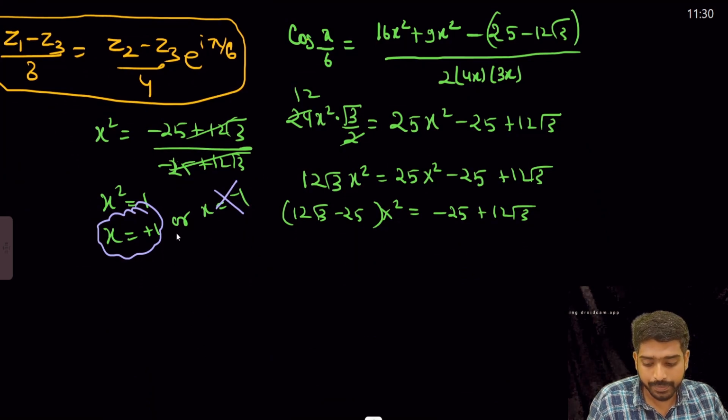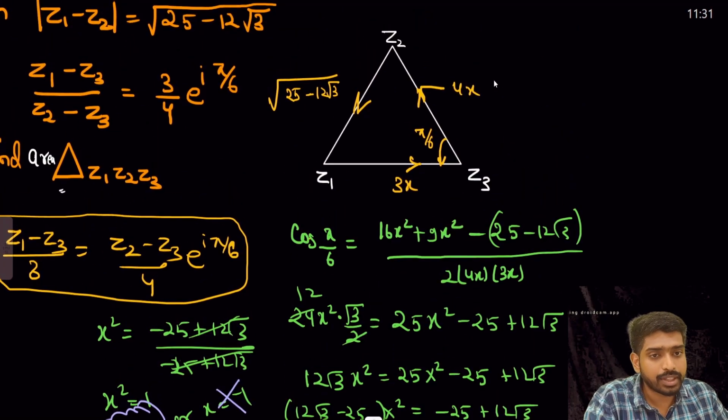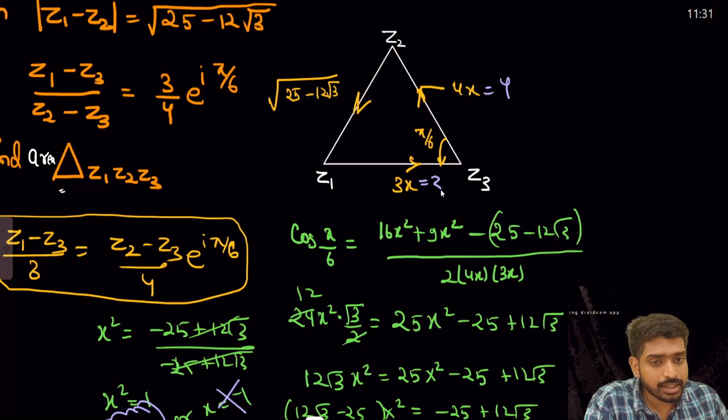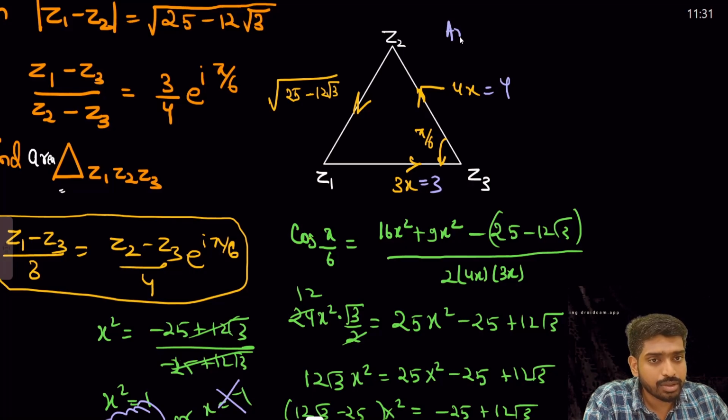If x value is plus 1, what do we get? We get all the side lengths of this triangle. This side length is 4, this side length is 3. Got it. Now we know the two side lengths of the triangle and the angle between them, so we can apply the area of triangle formula. What is the area of a triangle?